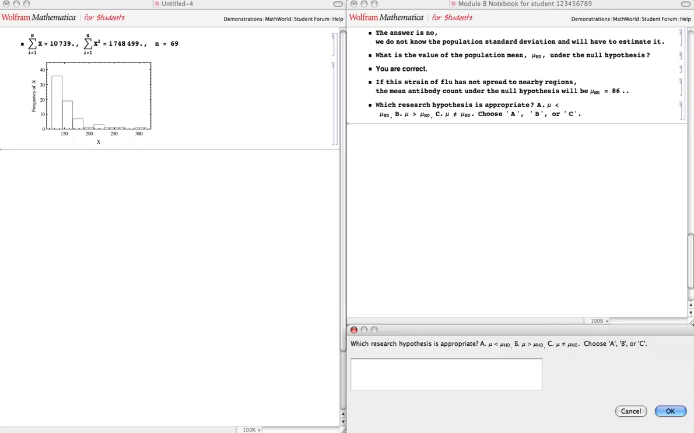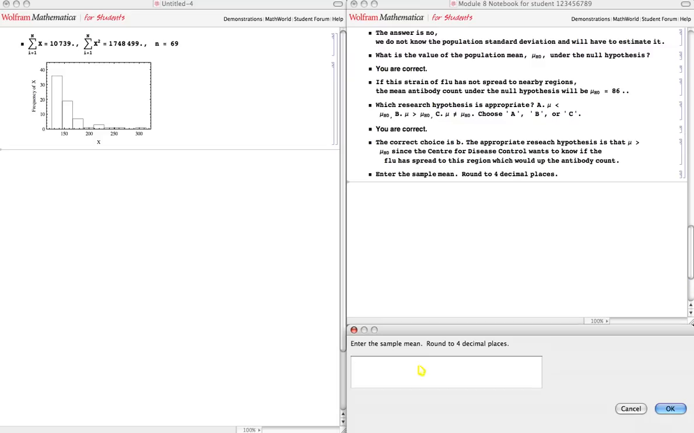Which research hypothesis is appropriate? If the flu hasn't spread to this nearby region, then the antibody count for these individuals should be the same as the population of healthy people, so it should be equal to 86. If the flu has spread to this region, it should be larger than that. So the correct research hypothesis is B.